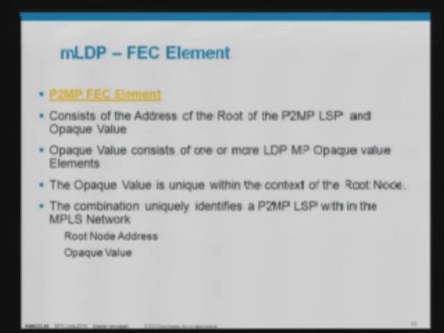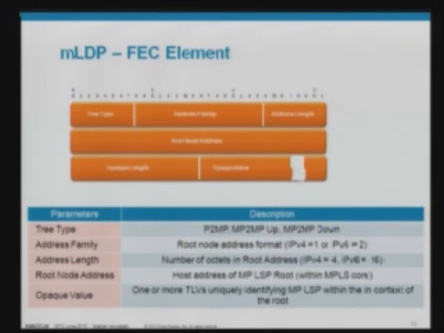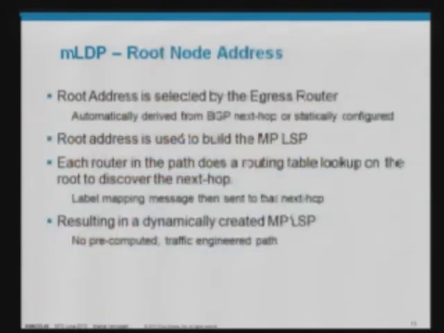So you have an initialization message, which we talked about, and then after that we have a label. As part of the label is the FEC, and within the FEC you have the opaque value. That's pretty much it, okay? So the root node address and the opaque value together uniquely identify the LSP, and both are part of the FEC element. We talked a little bit about the root node address, which is picked by the egress router, automatically derived from the BGP next hop, or statically configured, and it is used to build the MP-LSP.